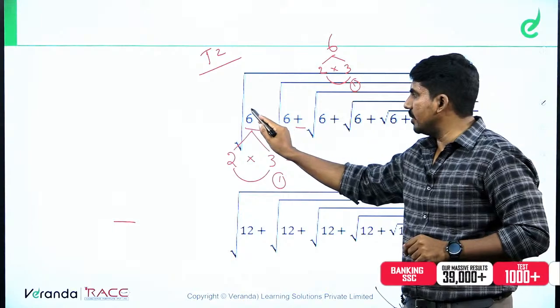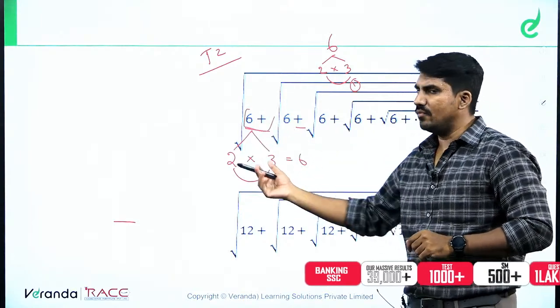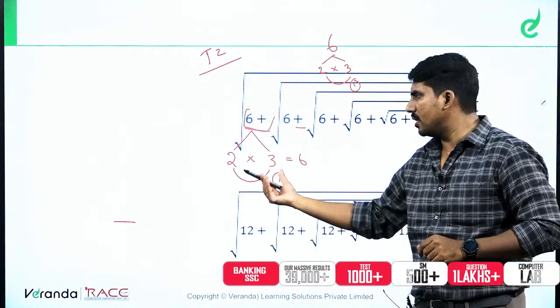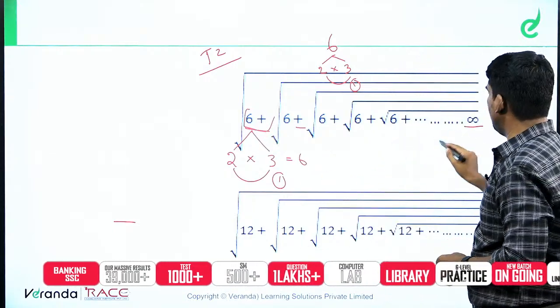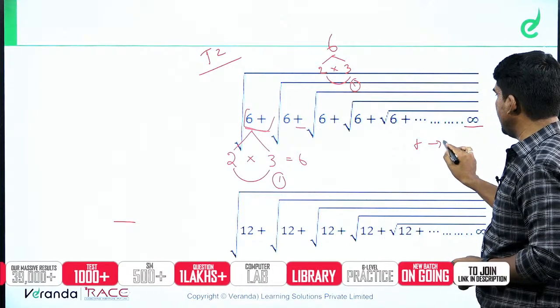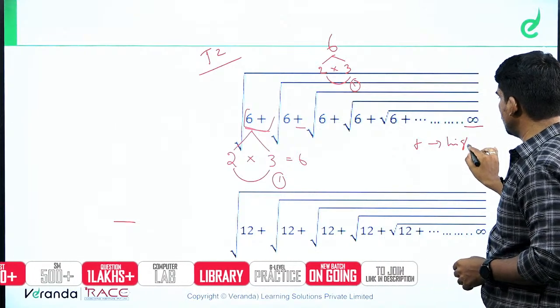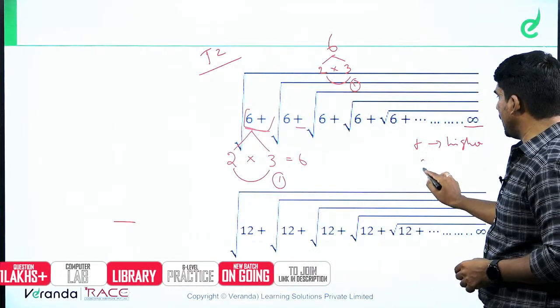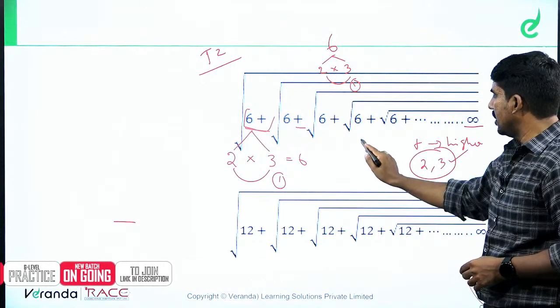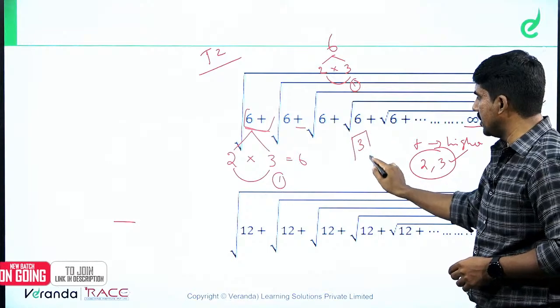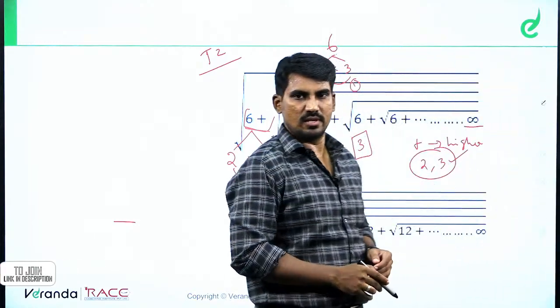Now here, see the question: 6 plus is given, and we understand 2 into 3, difference is 1. Plus given means choose the higher number. Here we have 2 and 3. Which is higher? 3 is higher. Therefore the answer for this question is 3.